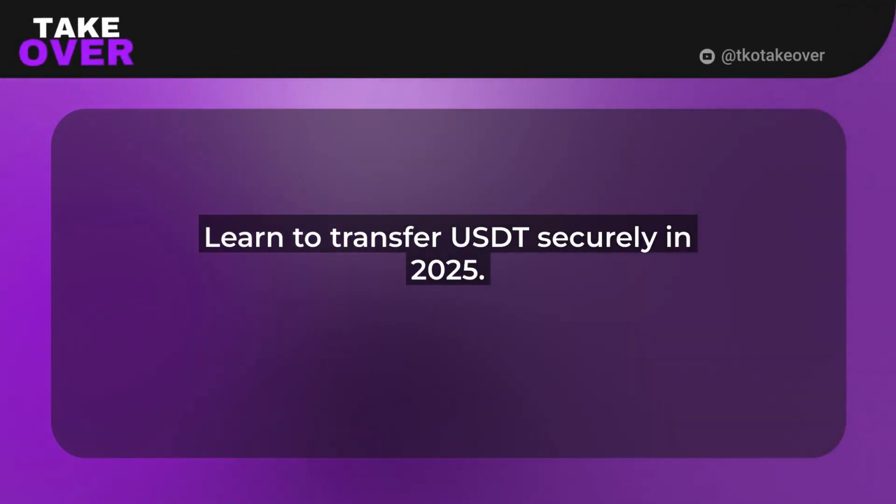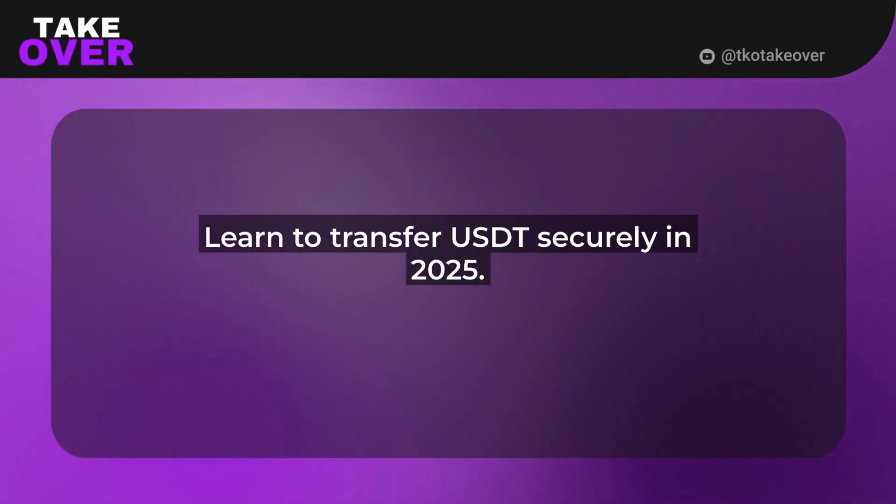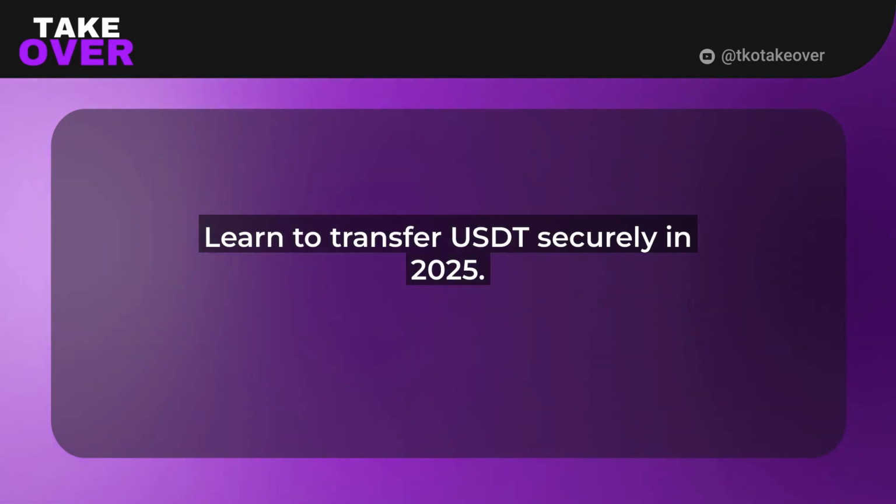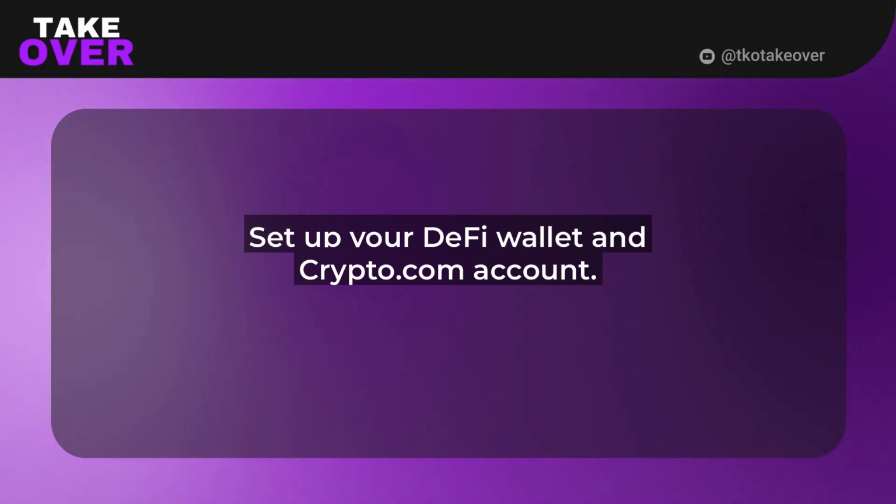Today, we're tackling something super practical: how to transfer USDT from your DeFi wallet to Crypto.com in 2025. If you're into crypto, you know USDT is a stablecoin that helps keep your funds steady amid market volatility. This process is straightforward, but staying secure is key, especially with evolving tech in 2025.